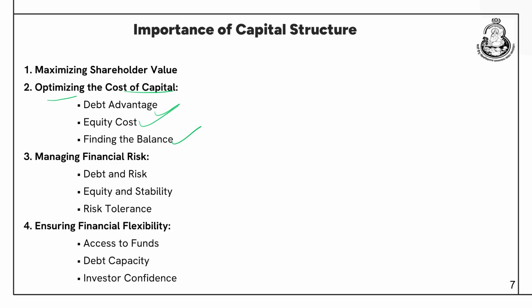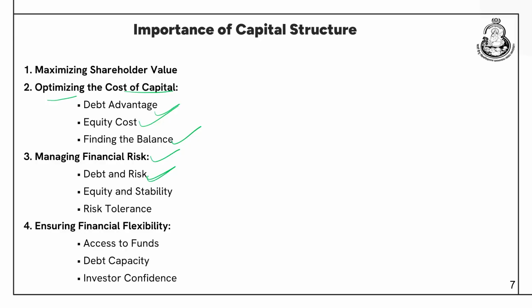Managing financial risk, debt and risk. It is true that debt is a cheaper source of funding and it reduces the overall cost of capital, but inability to make regular interest payments and the total amount at maturity might lead to the risk of liquidation also. So, that has to be taken into consideration when a lot of debt has to be used. The company must make sure that it strikes a balance between reduced cost and the risk that it is getting into when using more debt.